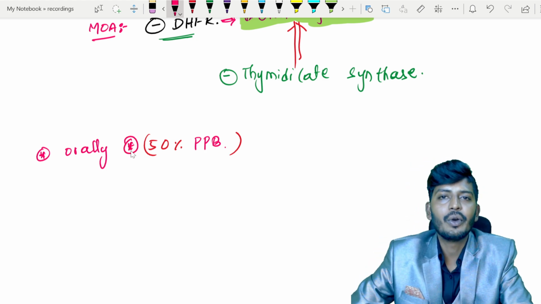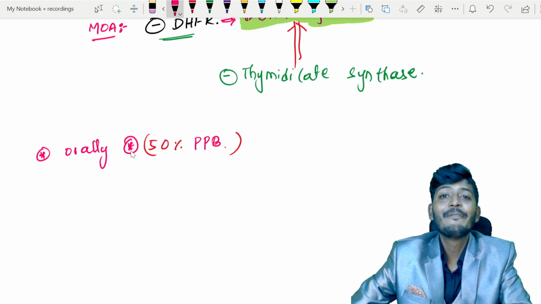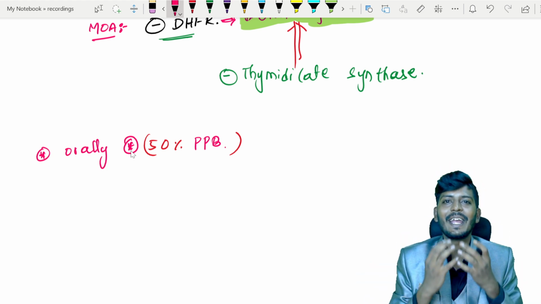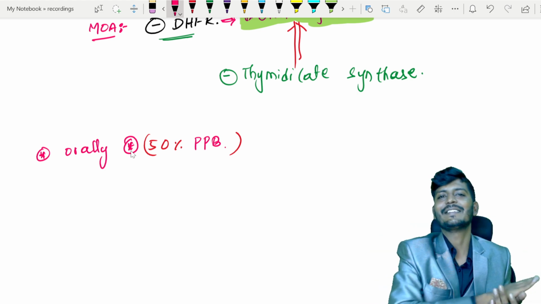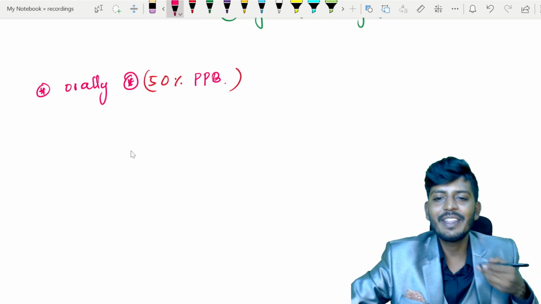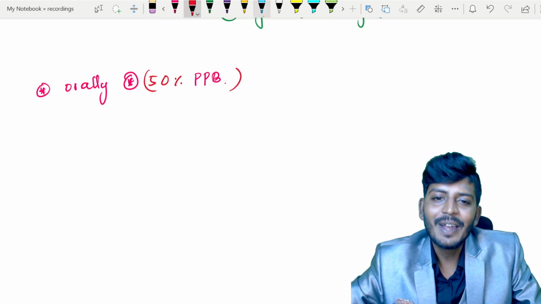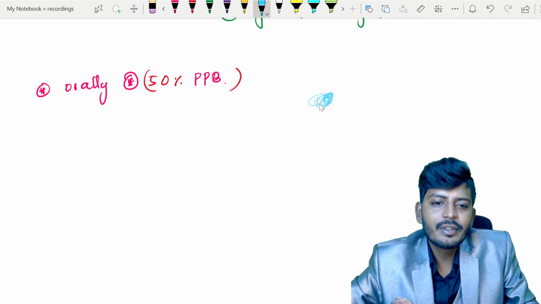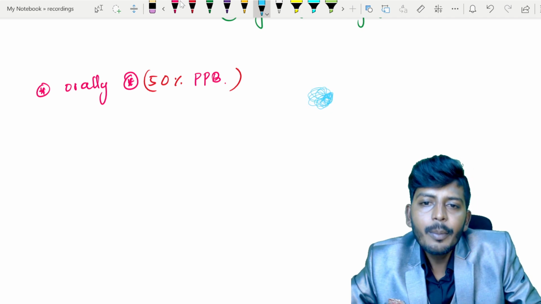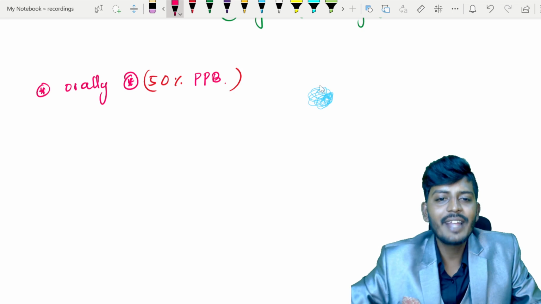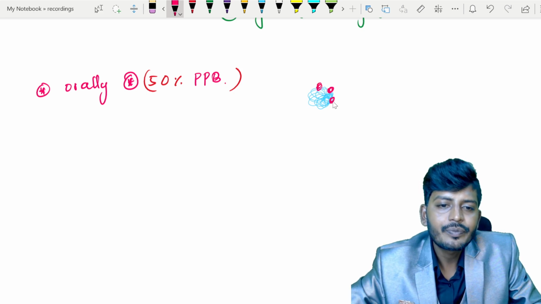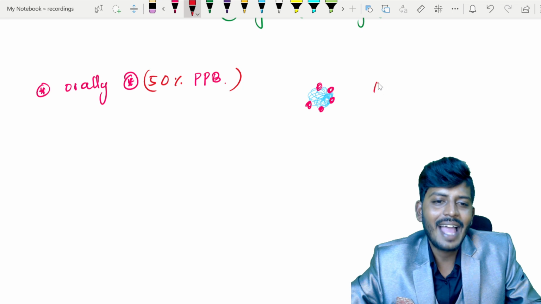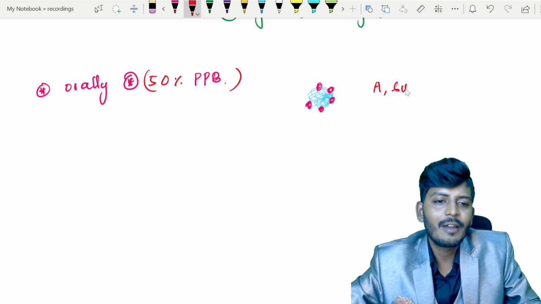It can be absorbed orally. 50% plasma protein binding. Whenever plasma protein binding comes into the picture, definitely there is an MCQ. So let's consider this is your albumin, for example. To albumin, who is binding? Methotrexate. Right? For example, I will introduce drugs such as aspirin or sulfonamides.